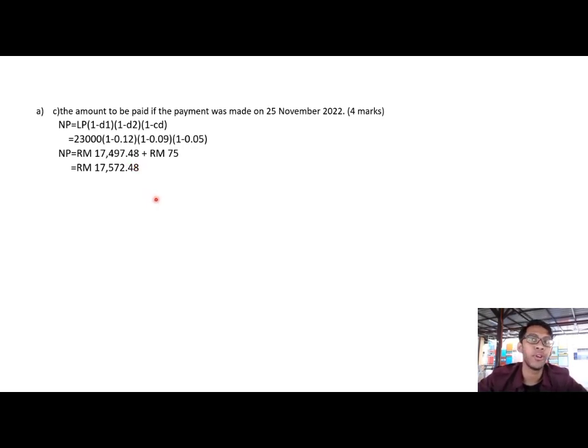But we also have additional charges, which is 75 ringgit. So we need to add the additional charges, 75 ringgit. So the real answer will be 17,572 ringgit 48 cents.